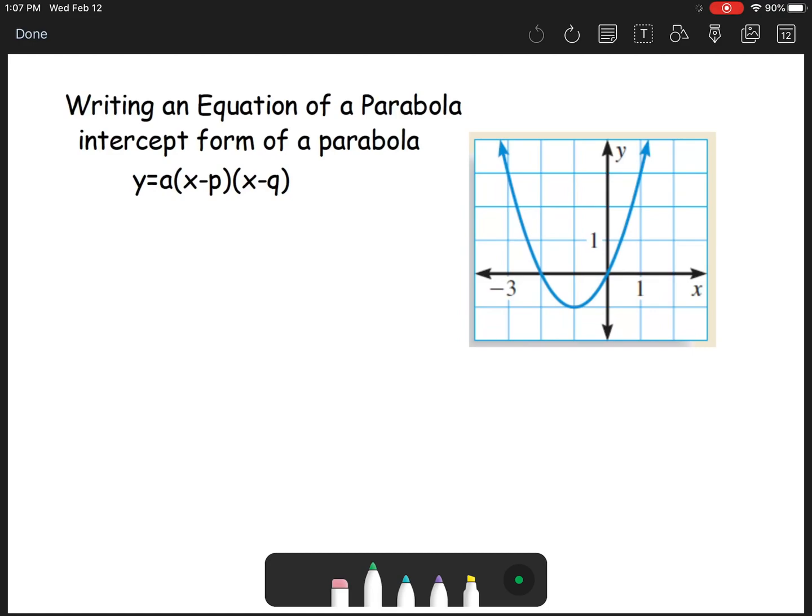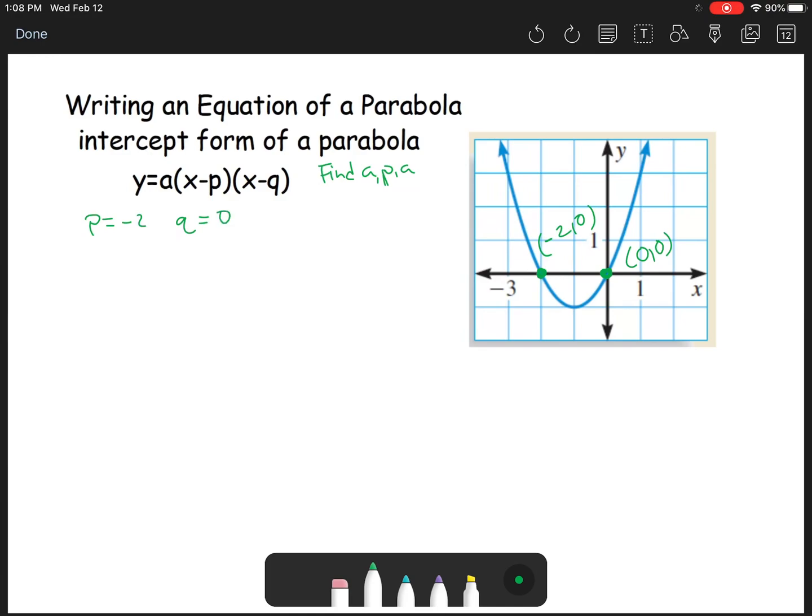So in order to write our equation in this intercept form, we are going to need to find three things. We need to find a, p, and q. Those are the three things we need to find in order to write this intercept form. Well, p and q, remember p and q are just our x-intercepts. So in order to do that, all we need to do is look at our graph. So looking at our graph, we have the x-intercept of 0 and the x-intercept of -2. So we already found our p and our q.